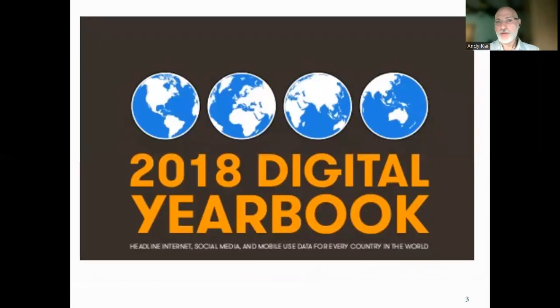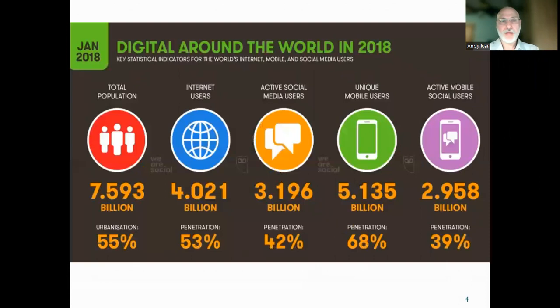We start with the 2018 digital yearbook. We can say that it was something like a summary of what's going on on a global scale in terms of the digitalization of our planet. And now we're going to see some statistics that came from this digital yearbook. So in January 2018, let's go a bit digital around the world in terms of what's happening in 2018.